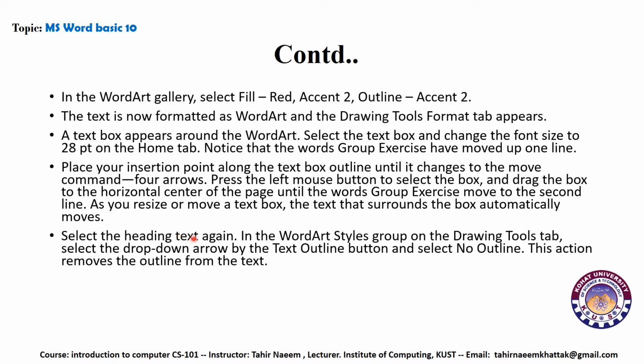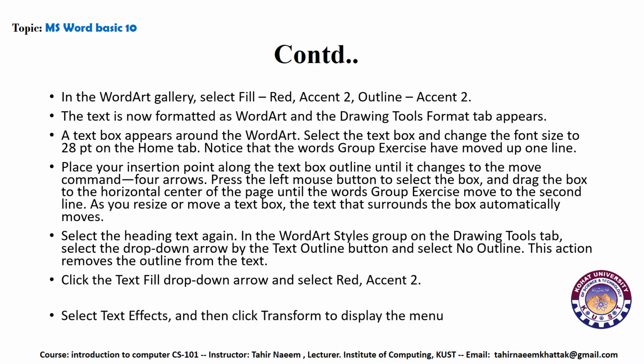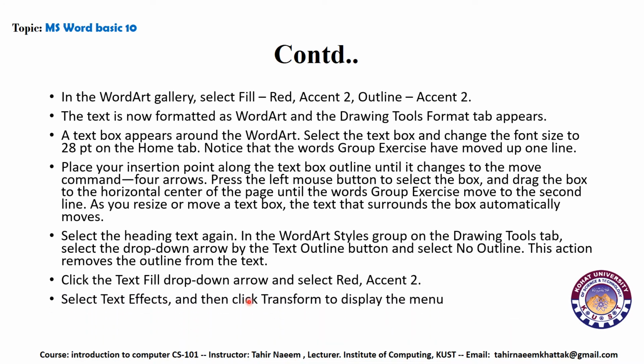Selecting the heading text again. In the WordArt Styles group on the Drawing Tools tab, select the drop-down arrow by the Text Outline button and select No Outline. This action removes the outline from the text. Click on the Text Fill drop-down arrow and select Red, Accent 2. Select Text Effects and then click Transform to display the menu.